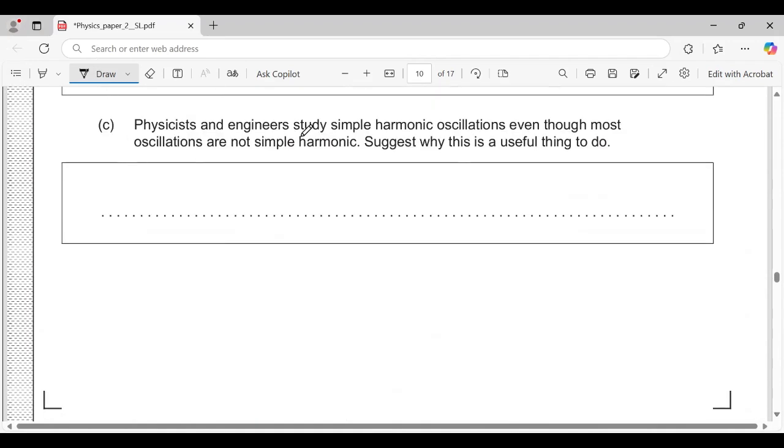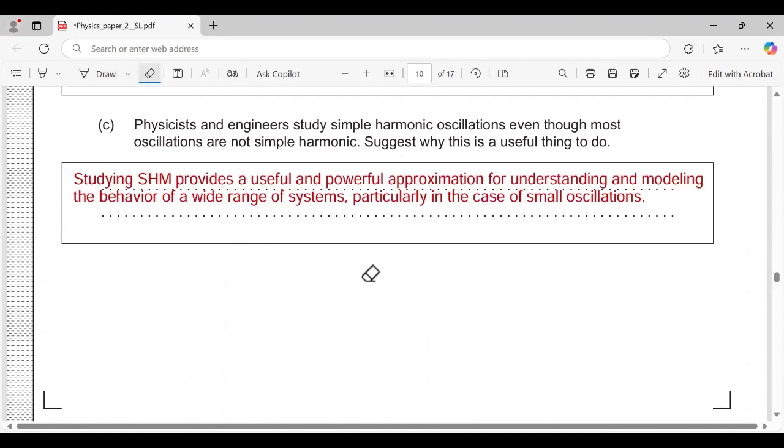Physicists and engineers study simple harmonic oscillations, even though most oscillations are not simple harmonic. Suggest why this is a useful thing to do. I have provided my explanation about this, my answer. SHM is simple harmonic motion.